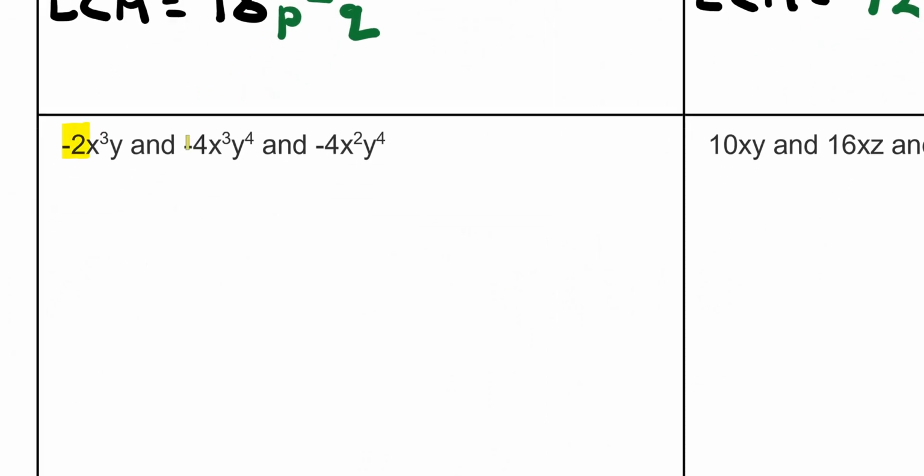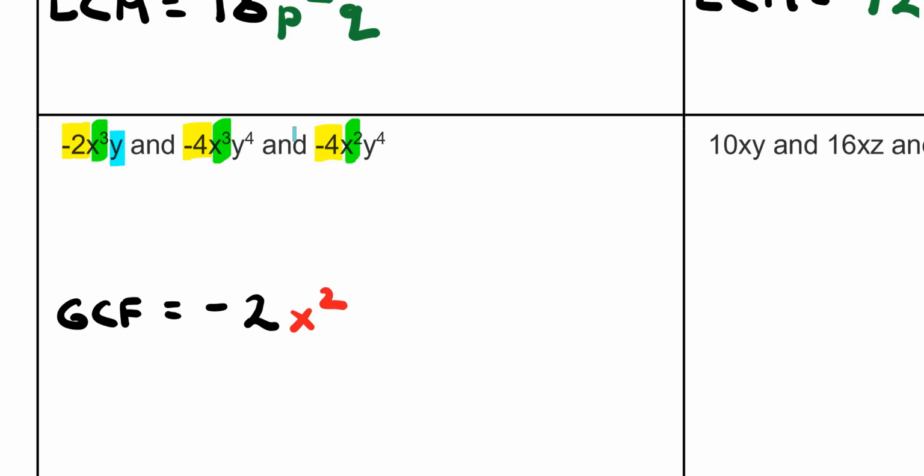Okay, next one here. Since they all have negative signs here for their GCF, -2 is the biggest number that divides into -2, -4, -4. And then take a look at the x variables, right? Which one's the smallest? Well, it's going to be x squared. And then look at your y variables. Which one's the smallest? Well, it's going to be a single y.